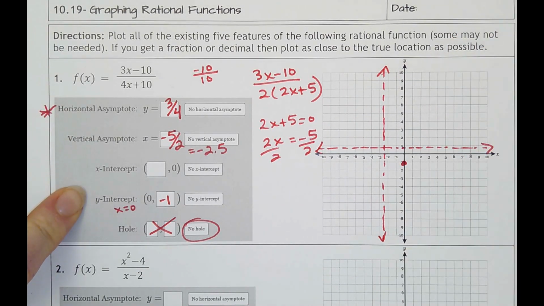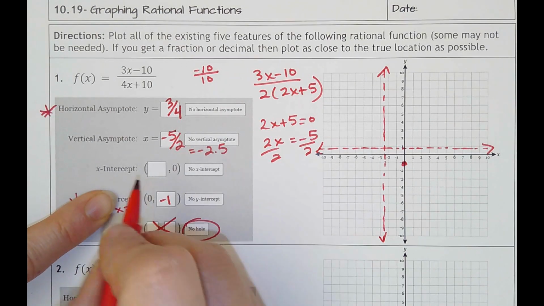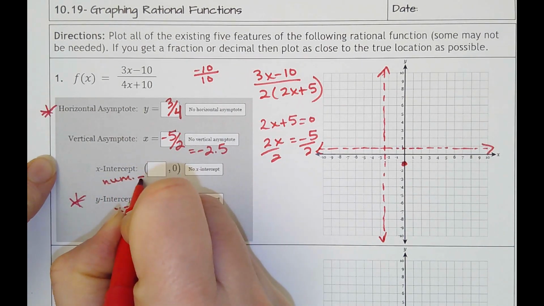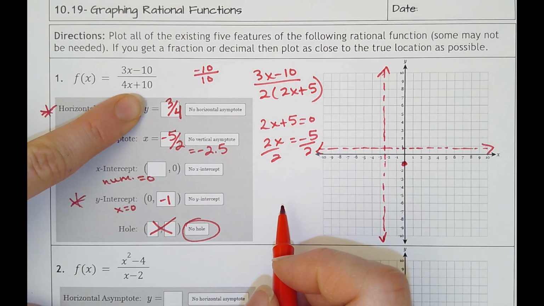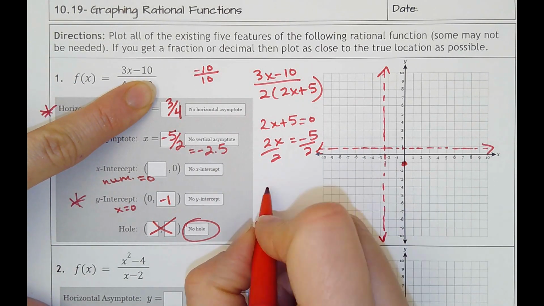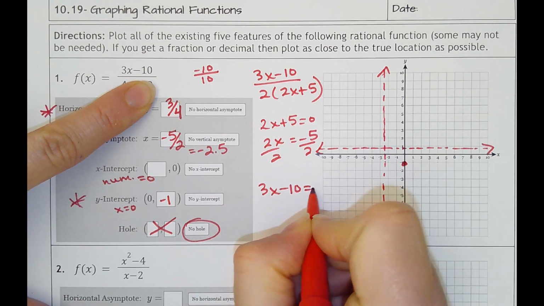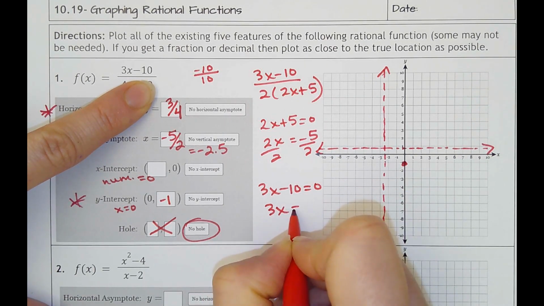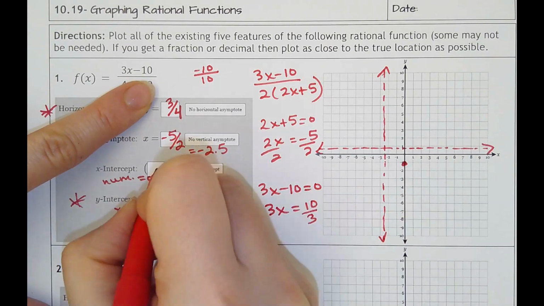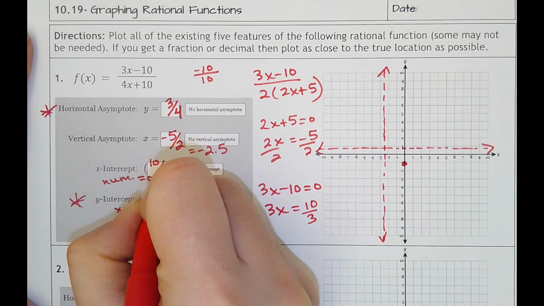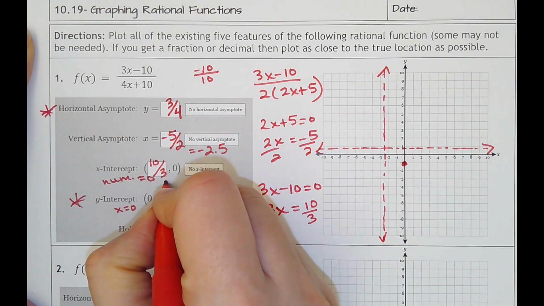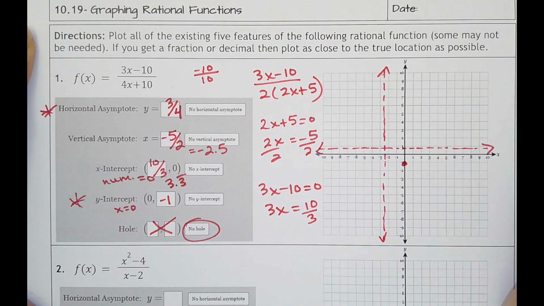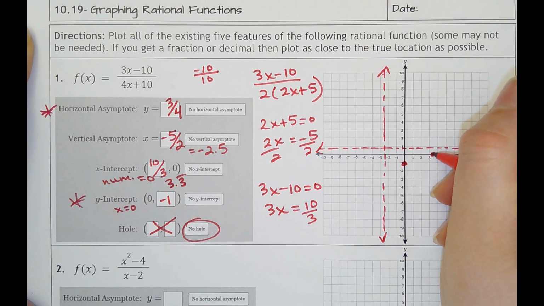Okay, and then the x-intercept's the last thing. That's when you set the numerator equal to 0, because really y is going to be 0. And then cross multiply, that's gone. So you get 3x minus 10 is equal to 0. Add 10 over, divide by 3. So 10/3, comma 0, which is a little bigger than 9/3, because 9 divided by 3 would be 3, so it's 3 1/3 or 3.3 repeating, which is going to be about right there.